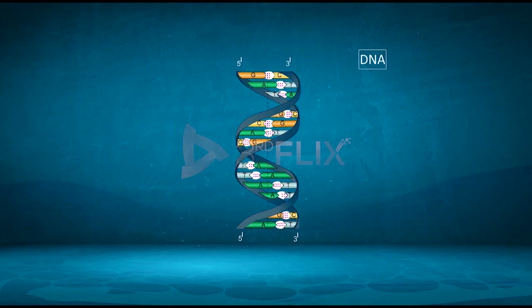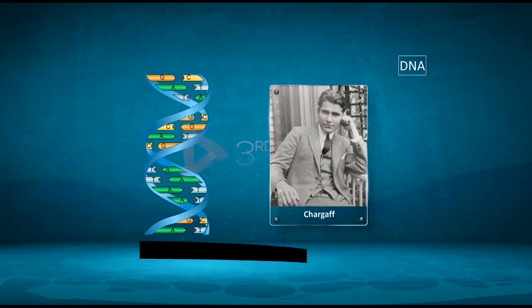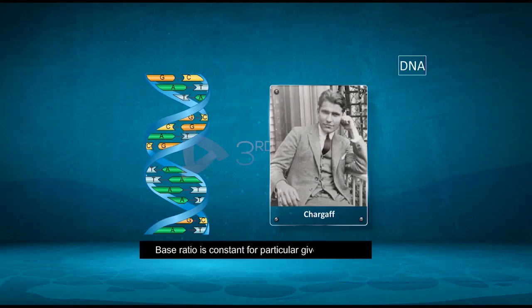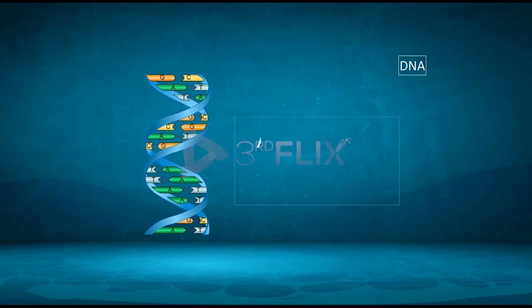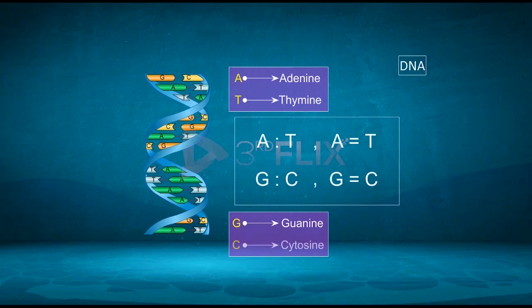According to Erwin Chargaff, the base ratio may vary from species to species, but it is constant for a given species. Therefore, the amount of adenine is always equal to amount of thymine. The amount of guanine is equal to cytosine.